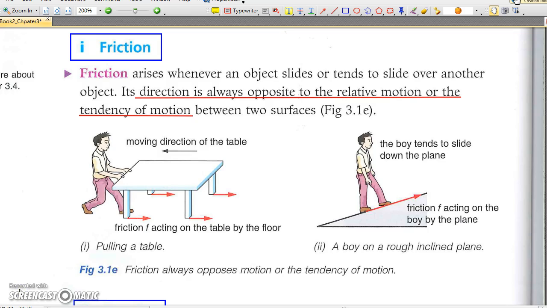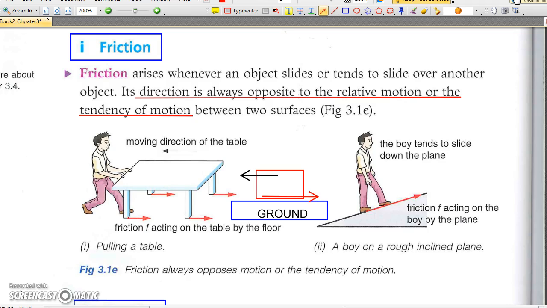1. Friction. There is friction between two surfaces when they have a relative motion, such as sliding, or when there is just a tendency of motion. The friction acting on a surface always tries to oppose the relative motion of the surfaces. Say, in this case, there is a table which is pulled by the man to the left. So there will be a friction acting on the table by the ground to the right-hand side. But at the same time, there will also be a friction acting on the ground by the table to the left.